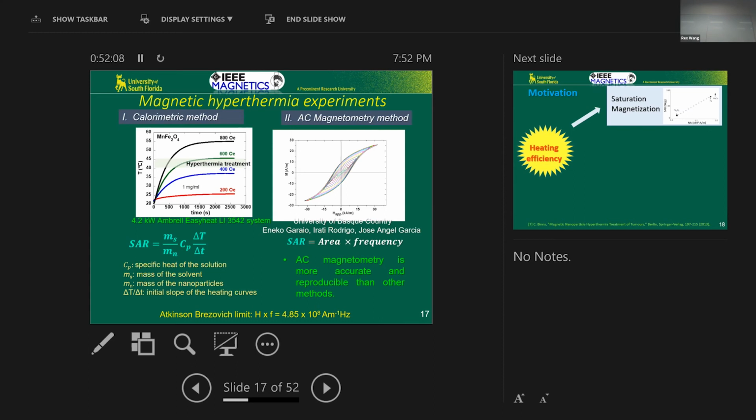So these external parameters have to be limited. There's nothing we can do there. The only thing we can do now to increase SAR, since there's a limitation on this, is the material itself, the nanoparticles themselves. What can we do there in terms of materials to improve the SAR further?